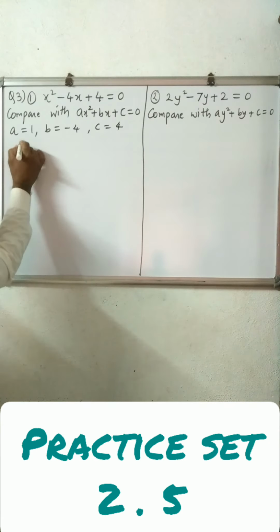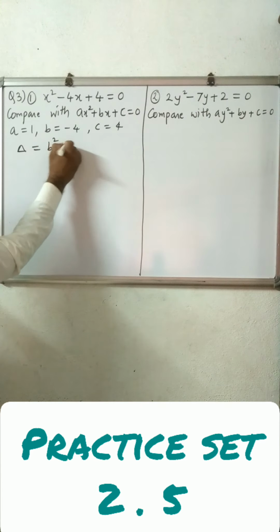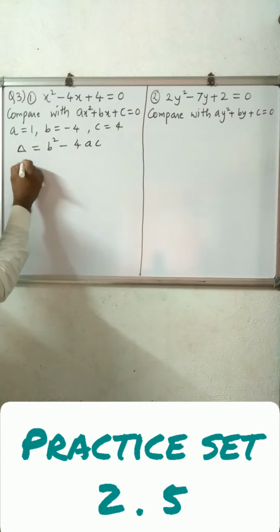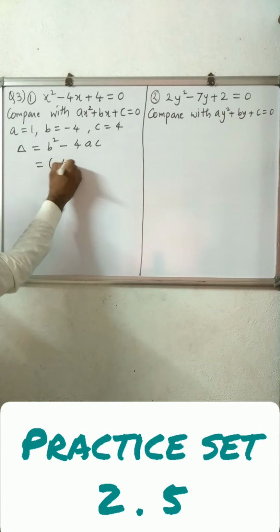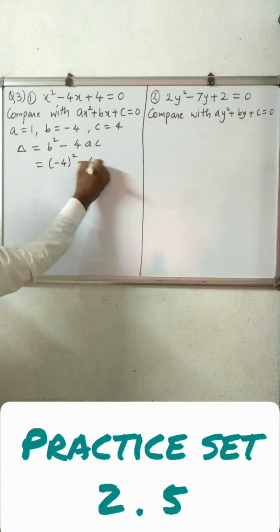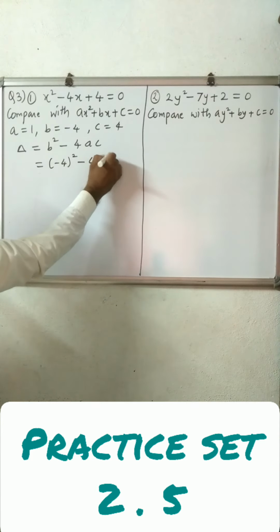So first we find the value of the discriminant delta, b square minus 4ac. So delta is b square minus 4ac, the value of b is minus 4 square minus 4 into 1 into 4, that is minus 4 square is 16, minus 4 1s are 4 and 4 4s are 16, 16 minus 16 is 0. So here the value of delta is equal to 0, therefore the roots of the given quadratic equation are real and equal.